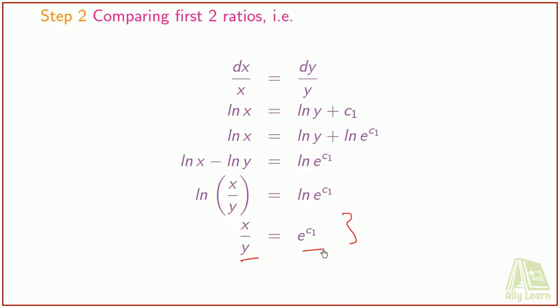Now next, we can express this constant in a simpler manner. e to the power C1 is a constant, and because C1 was a constant, we can write this entire constant as C2.